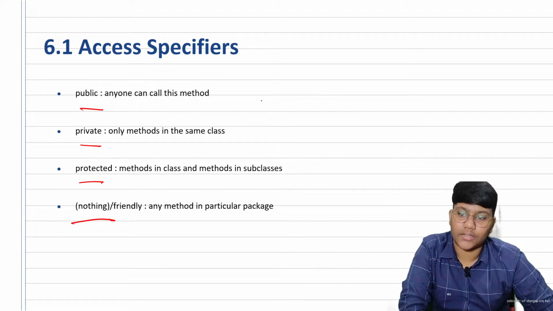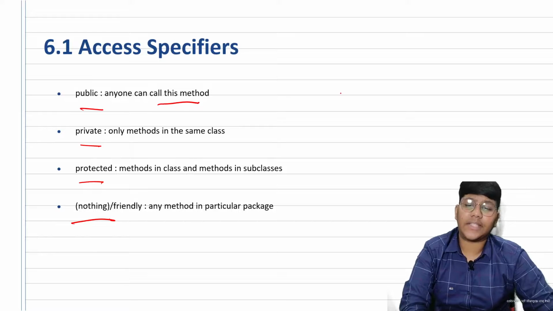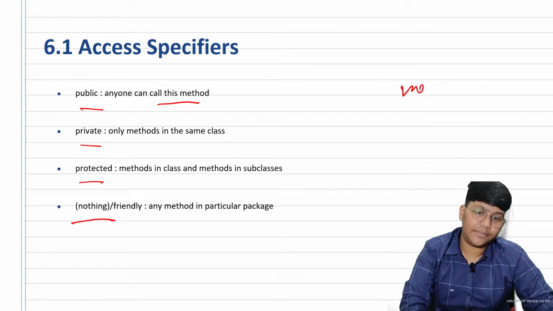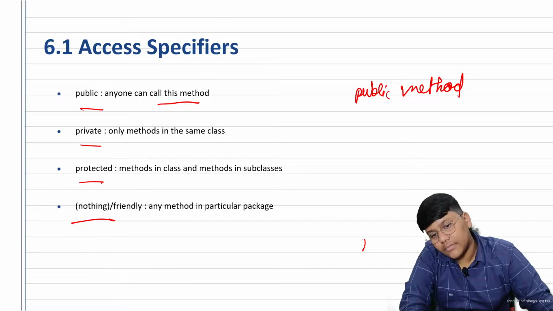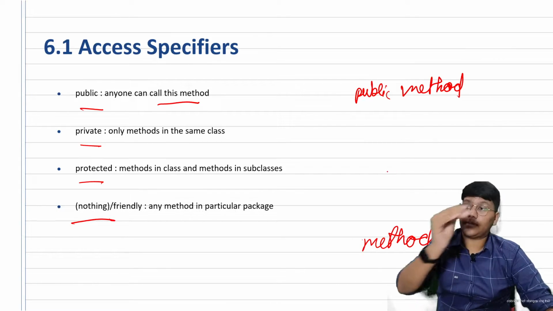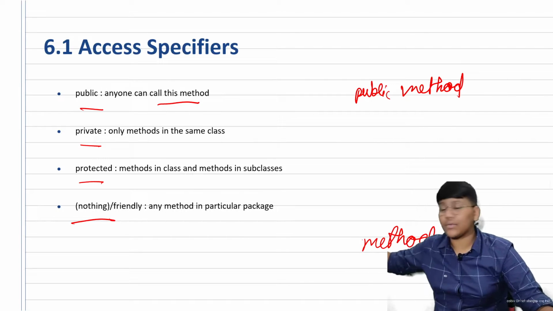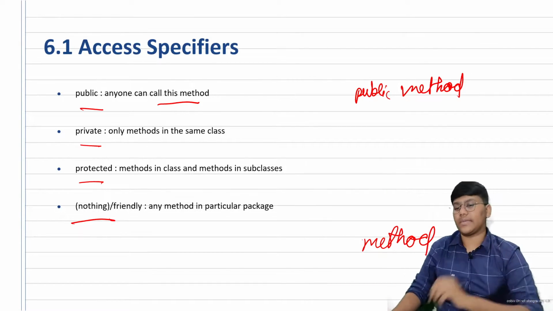What is public? Public means anyone can call this method. For example, if there is a method and there is public written in front of it, any class or any method can call this. Any method inside the class, any method outside the class, any method inside the package, any method outside the package can call this method.